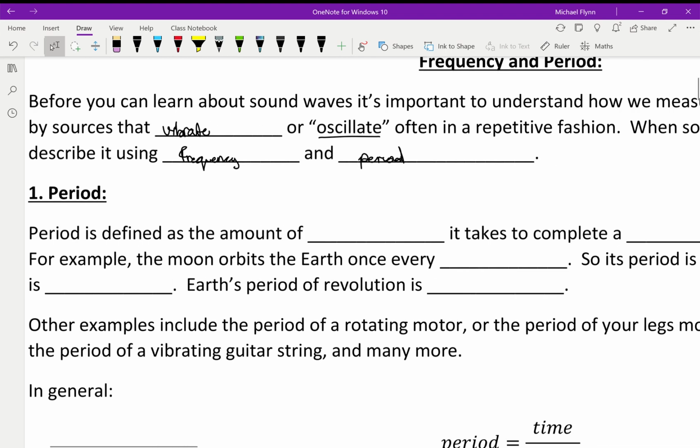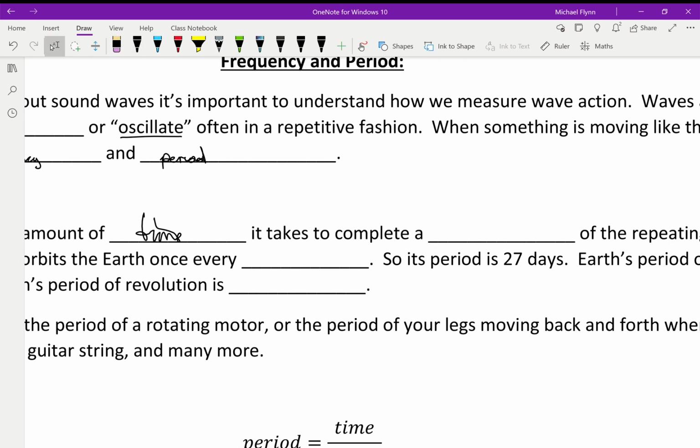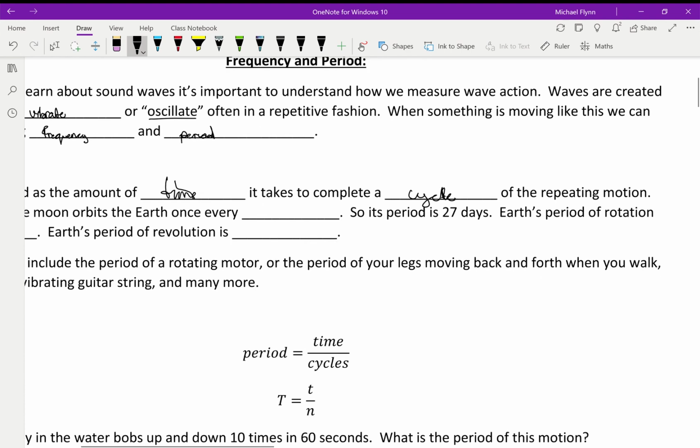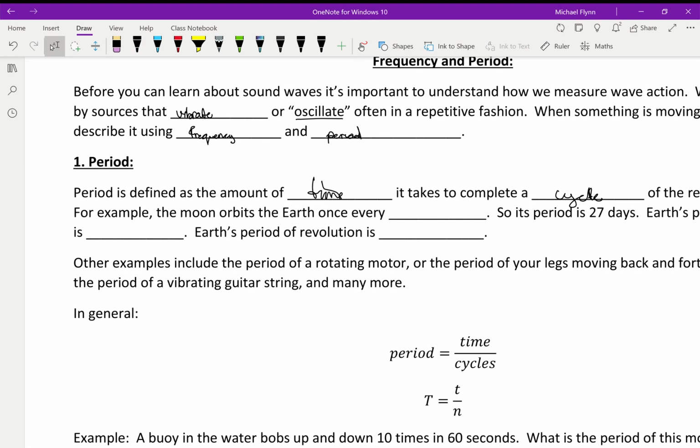Okay, so now period, let's start with that. Period is defined as the amount of time, okay, it takes to complete a cycle. Now, a cycle is one complete vibration motion of the repeating motion. So like say for your bicycle tire to spin around once, that's one cycle. Or for your hand to go up and down, like go start up, go down and back up again, that's one complete cycle.